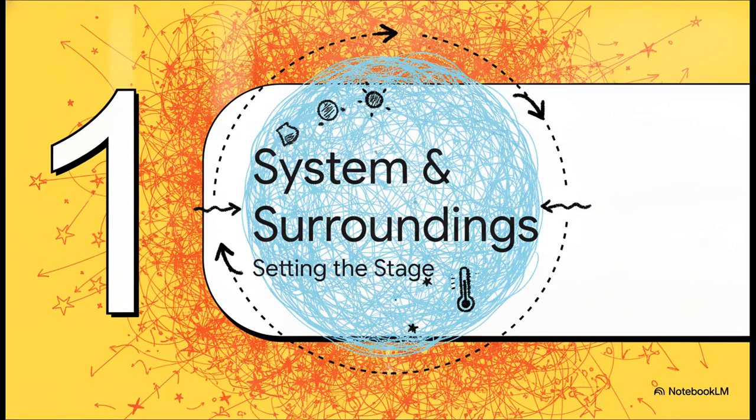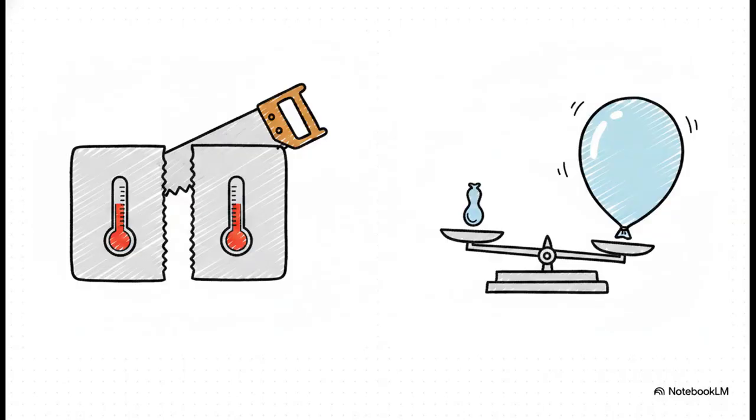Section 1. System and surroundings. Setting the stage. To really get a grip on thermodynamics, we first have to introduce our main character. We call this the thermodynamic system. It's really just the specific region of space or matter that we choose to investigate, right? Everything else out there in the universe interacting with it is the surroundings, separated by a boundary.